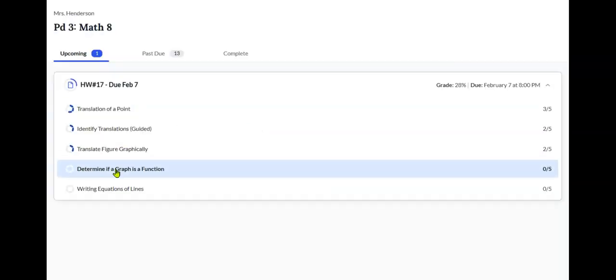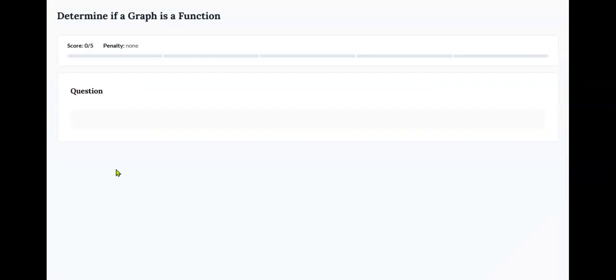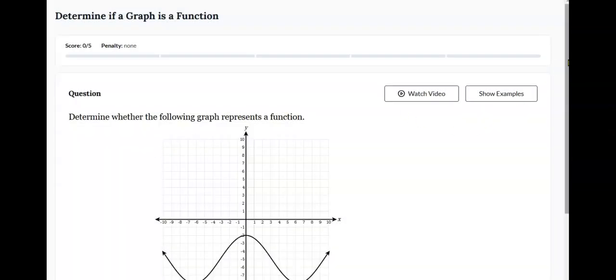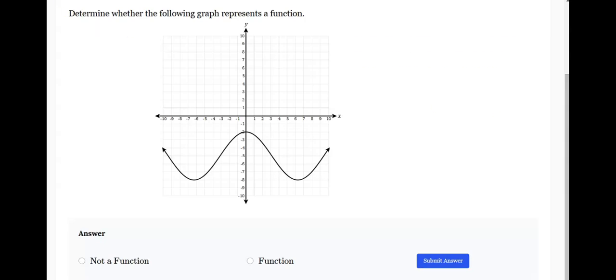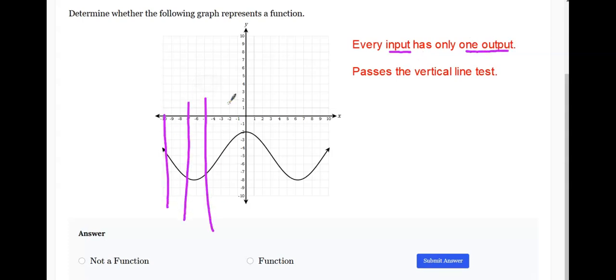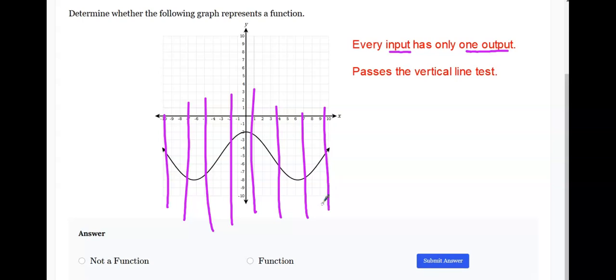Let's take a look at the last 2 topics, which are review for you. The first one is to determine if a graph is a function. You may remember the definitions for functions as every input has only one output, or that it has to pass the vertical line test. A vertical line test can very quickly tell you if an input has more than one output, because your vertical line would touch your graph in more than one place.